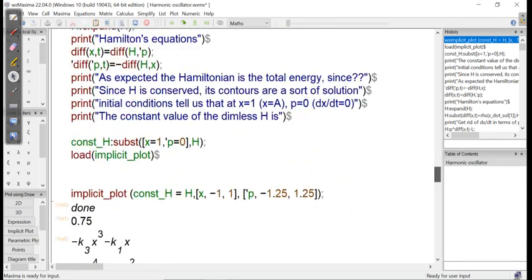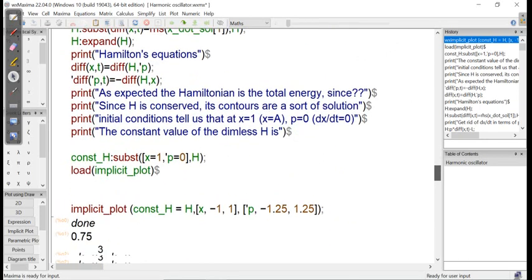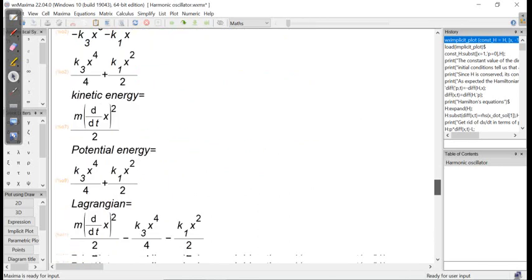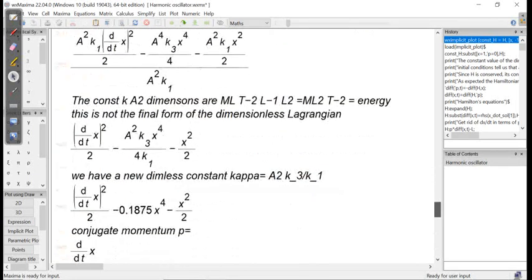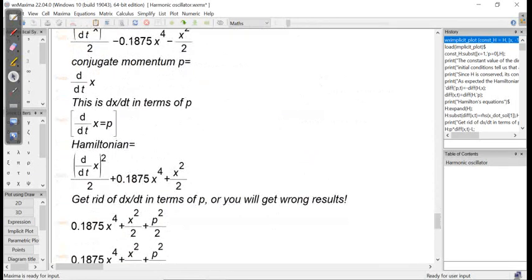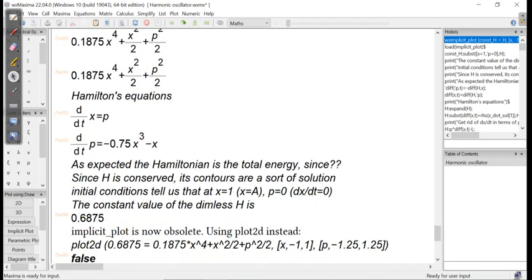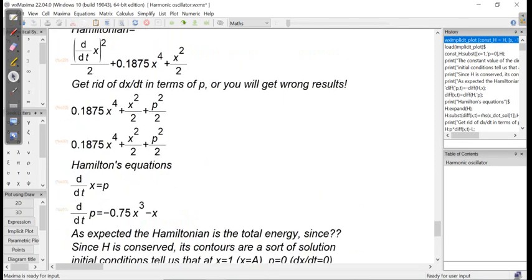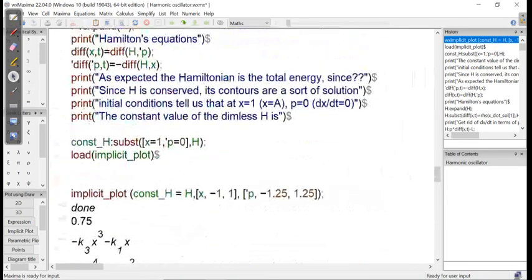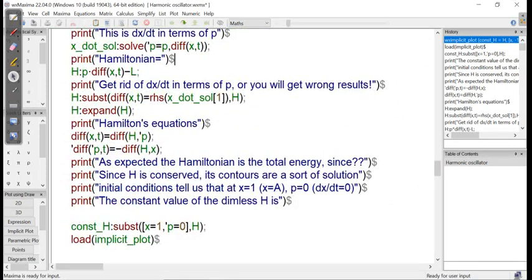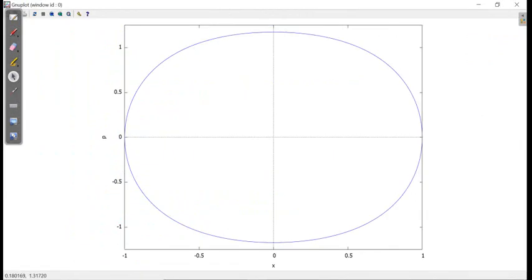The system is not linear, it's nonlinear. Still, you can easily observe that the Hamiltonian again is a constant. This is the Hamiltonian in this case. It's equal to x squared over 2 plus x to the power 4 over 4 times k3, plus p squared over 2. Again, you can use any kind of initial conditions and request the plot. Fine. You will find it's a little bit different.